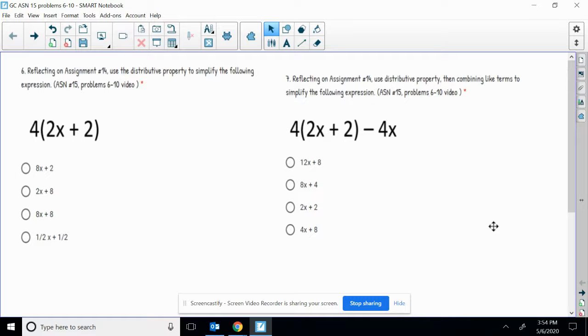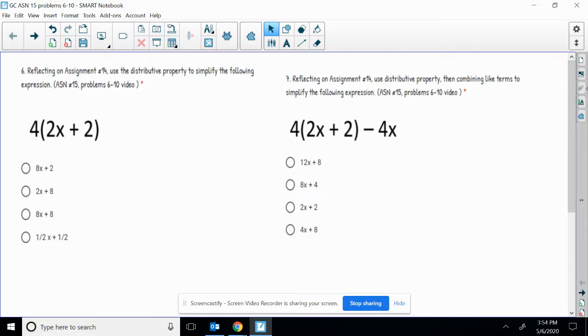Okay, guys, so I'm going to go over problems 6, 7, 8, 9, and 10 on our Google Classroom assignment 15. So we're solving two-step equations. In 14, we talked about distributive property and combining like terms, and so we're just extending that here. If you notice, 6, 7, and 8 are progressions of the same expression and then equation. So on 6, we have to do distributive property. Then we're combining like terms on 7, and then we're solving the whole equation on 8. So you can see the progression that we go through.